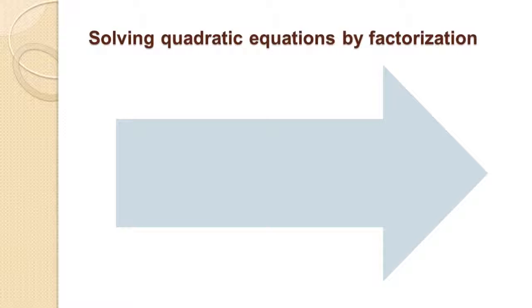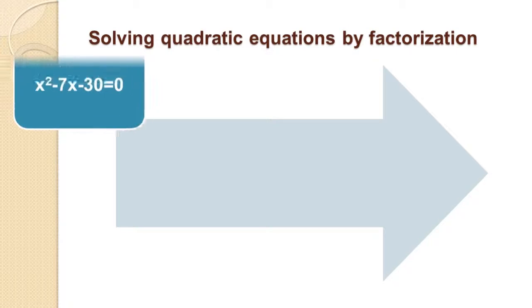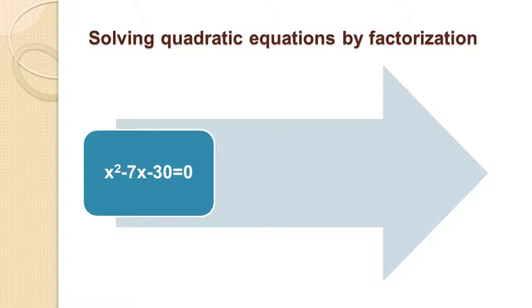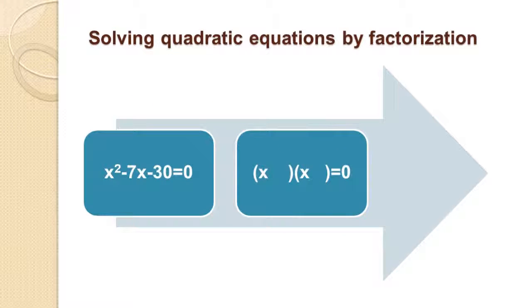In order to understand how to factor a trinomial of the form a times the square of x plus b times x plus c, let's see an example. Imagine you have the equation the square of x minus 7 times x minus 30 equals 0. Let's factor the trinomial. The first step is to find two terms whose product equals the square of x. In this case, those terms are x and x.